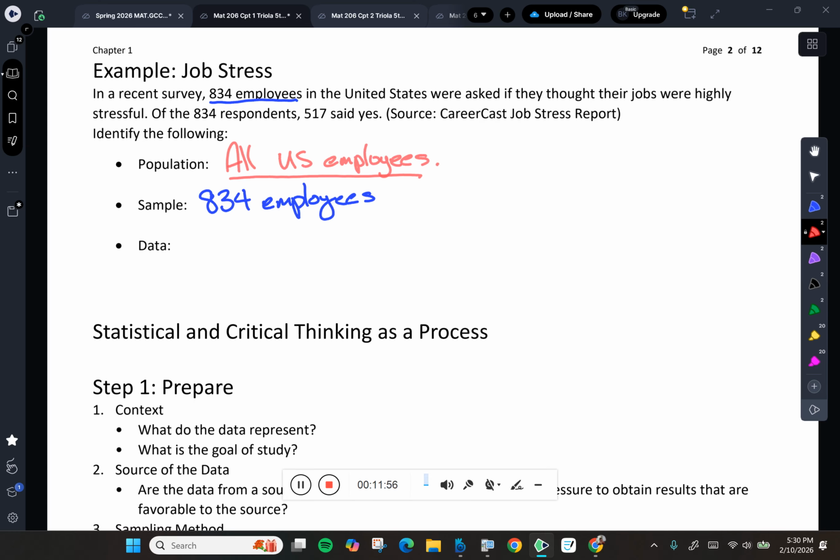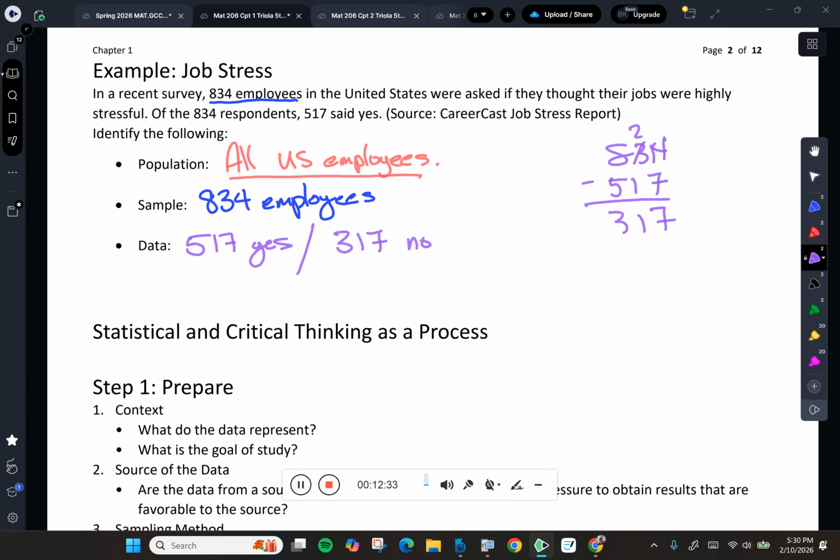Anyway, our population is everybody who's an employee. I can't talk to everybody and ask them, is your job stressful? It's just not going to happen. I mean, we're talking several 100 million people there. So I talk to some of them. The sum that I talk to is my sample. And what's the data that we collected? Well, the data we collected is the 517 yes answers. And then what is 834 less 517? Make that a 2, make that a 4, make that a 7, make that a 1. Make the 317 no answers that we got out of our survey.